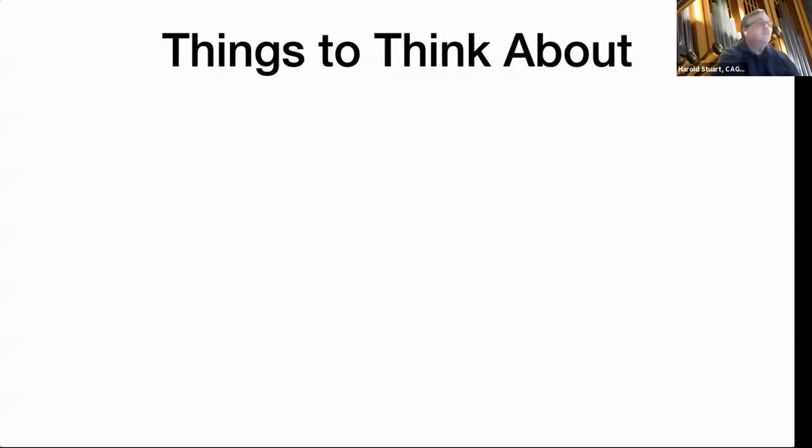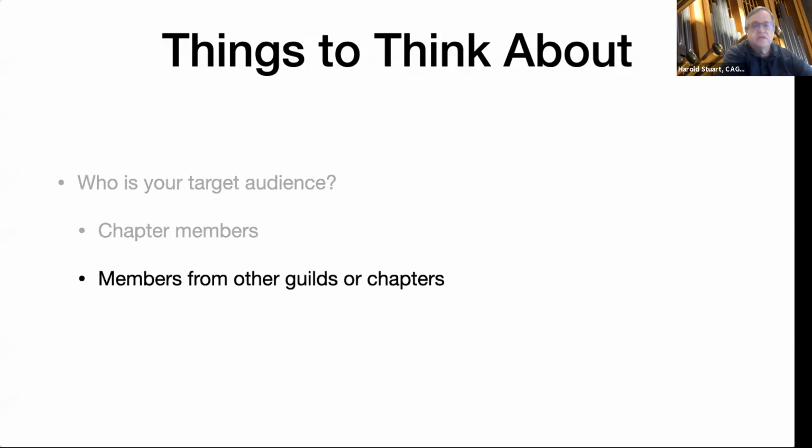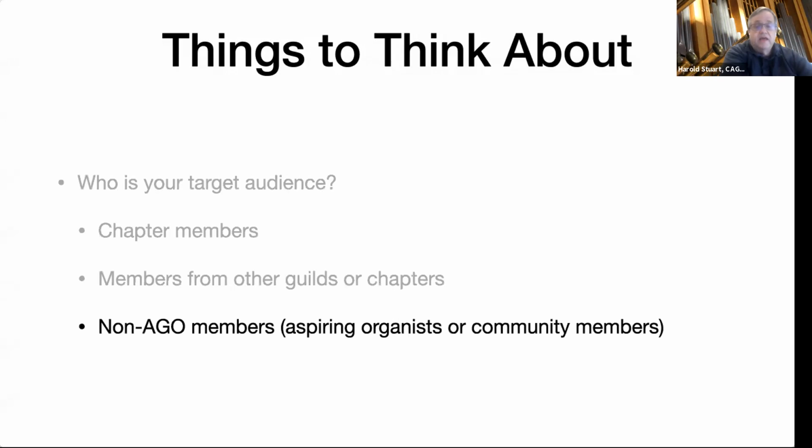So here are some things to think about when you make your content. Who is your target audience? Is it the professional organist? Is it the amateur organist? Is it a student? Is it in your community? So there's something to think about. Your target audiences are basically your chapter members, members from other guilds or chapters that want to get information from your site. And those who are not members of the AGO, aspiring organists, community members, maybe someone from a local church that wants to hire an organist, people like that.